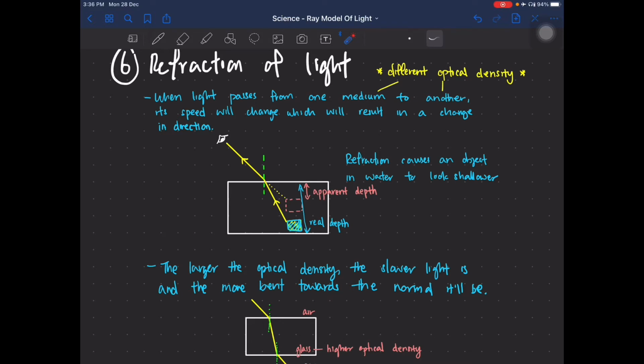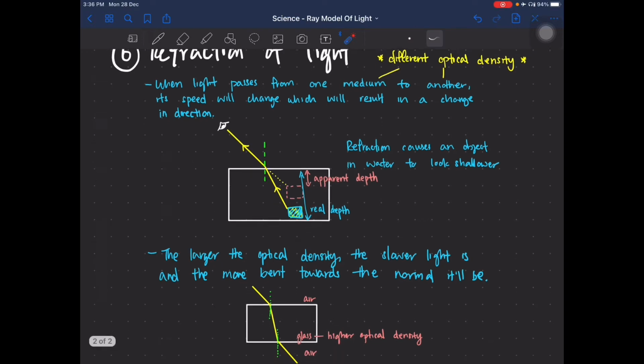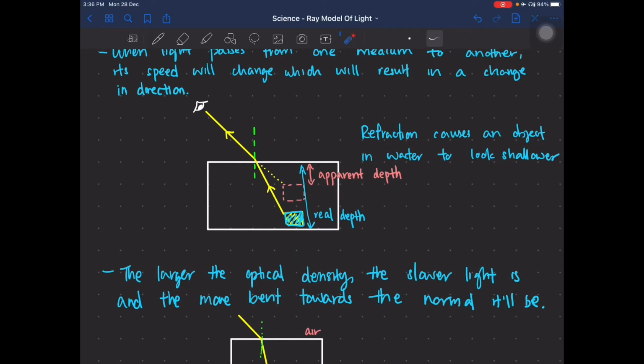This is because different substances have different optical density. Now, optical density is a type of property that can affect the speed of light. Let's say that there's an object in the water, represented here by the laser pointer. This is the object. If the object were to reflect light towards the surface of the water, the light will move upwards in this manner.